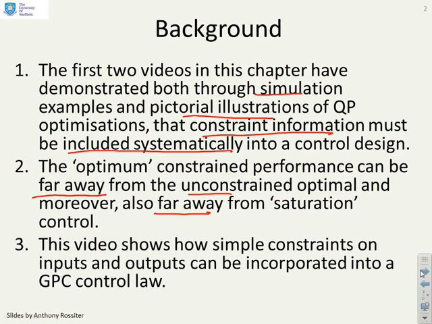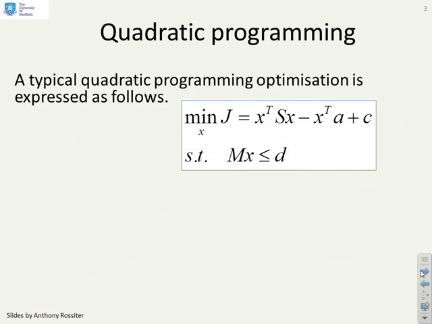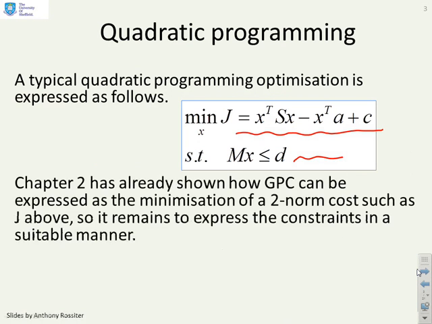from saturation control. What we need to do then is ask ourselves, if we need to include constraints, how do we do it? So this video is going to show how simple constraints on inputs and outputs can be incorporated into GPC. First then, remind ourselves of the structure of the problem. We've got a quadratic programming problem that looks something like this. We've got a quadratic performance index and we have linear inequalities.